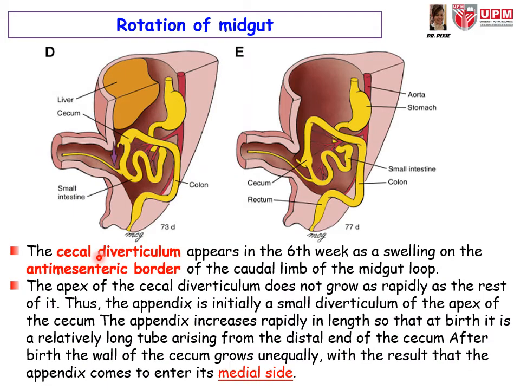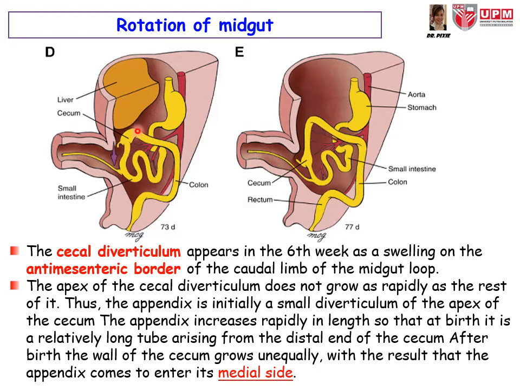In this slide, we further discuss the cecal diverticulum, which starts to appear during the 6th week of embryonic development. The diverticulum appears on the anti-mesenteric border of the caudal limb of the midgut. Now, the apex of the cecal diverticulum doesn't grow as rapidly as the rest. Therefore, the appendix is initially a small diverticulum of the apex of the cecum. The appendix then increases rapidly in length, so that at birth it is a relatively long tube arising from the distal end of the cecum.